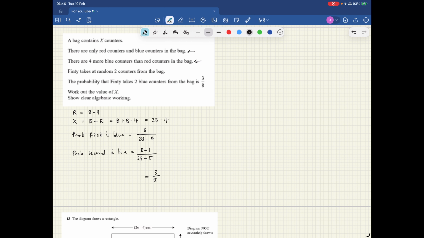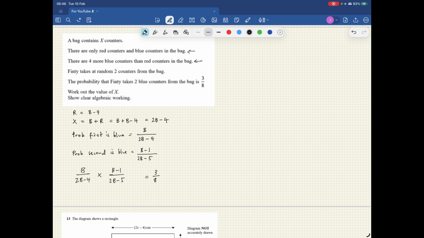Okay, so if you want the first one to be blue and the second one to be blue, then it's going to be the product of those two. So it's B over 2B minus 4 times B minus 1 over 2B minus 5. And this whole first phase of solving this question is just setting up that equation.